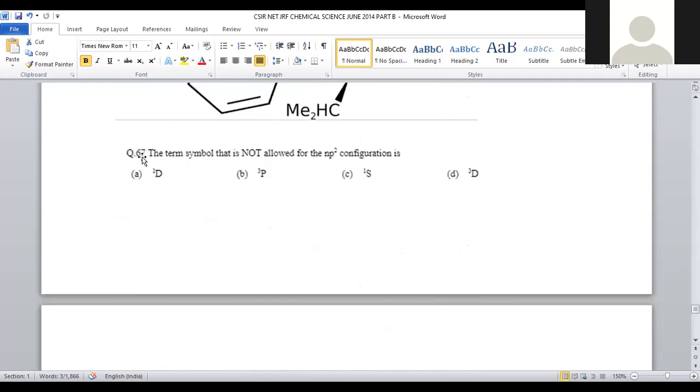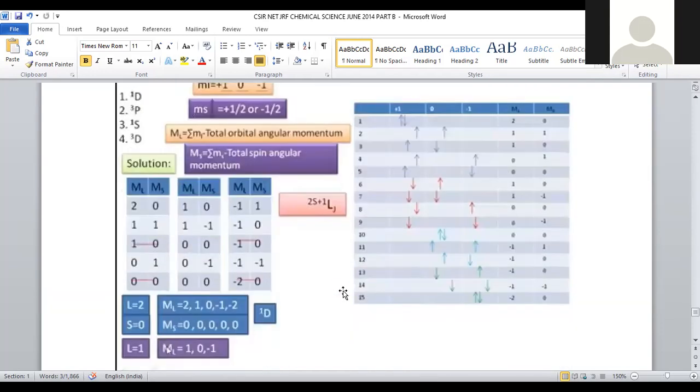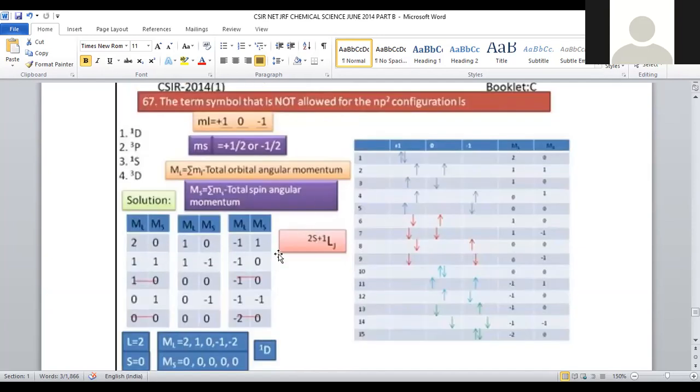Let us move on to question number 67. The term symbol is not allowed for np2 configuration. So when you observe, this is a kind of question from term symbols, group theory question it is. np2 configuration which is not allowed, a term symbol we have to depict. This is the entire data related with term symbol of this one. np2 configuration when considered, np2 in the sense, in the p orbital, 2 electrons will be there. These 2 electrons can be arranged in these many ways, right?